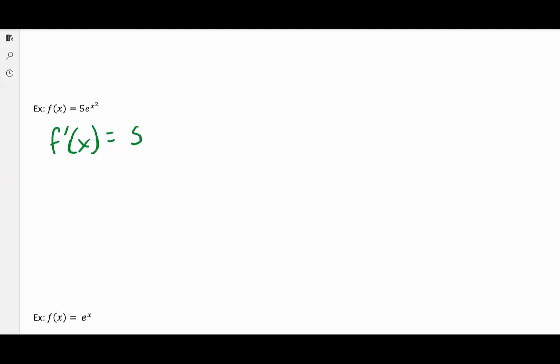So the 5 is a constant multiple, so that's going to hang around. But it's going to be multiplied by 2x. Where in the world did I get 2x from? 2x comes from the derivative of that x squared power, or excuse me, x squared being the exponent. So it's 5 times 2x times, don't forget, bring back your e to the original power, e to the x squared.